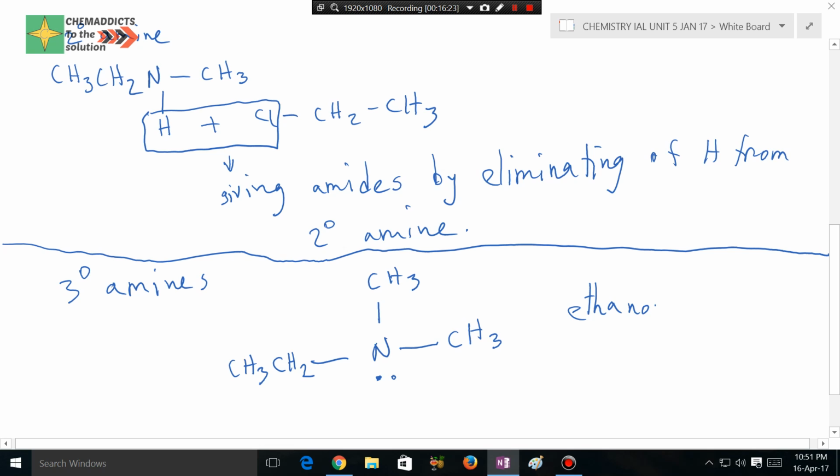So this was what? Ethanoyl chloride. Since this nitrogen over here doesn't have any hydrogen to give, this ethanoyl chloride won't react with the 3-degree amines. Since this 3-degree amine doesn't have any hydrogen atom to give to ethanoyl chloride, ethanoyl chloride won't react with it.